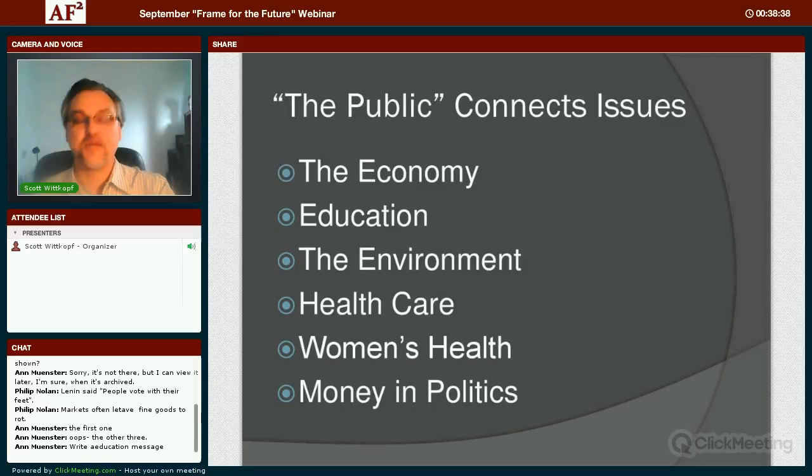So what I'm trying to get at, and this is one of the hard things to really communicate to people about framing, is this idea of how framing connects issues, right? That the same message works on every issue. And I think this whole frame of government, the public, really connects all these issues. And just to go down the list here really quick, and if you want to type something in the chat box on one of these issues, feel free, so everybody can see it.